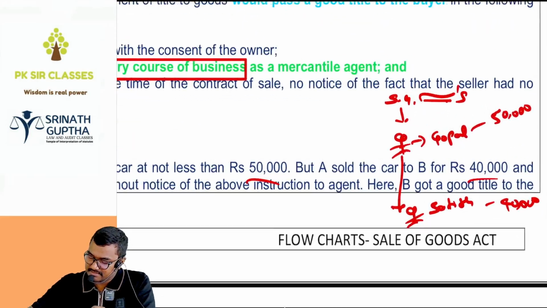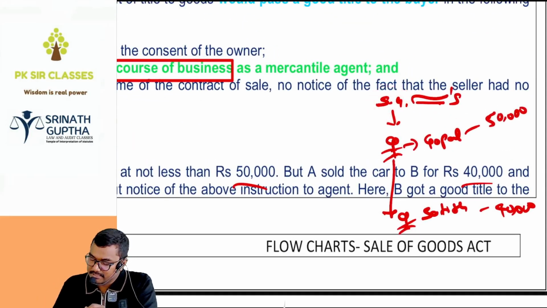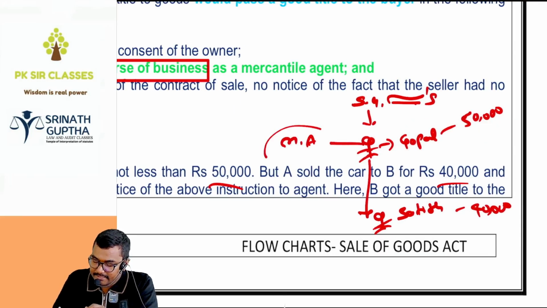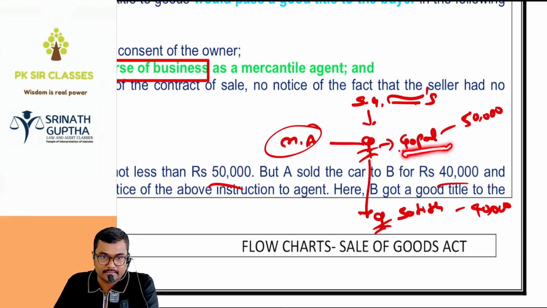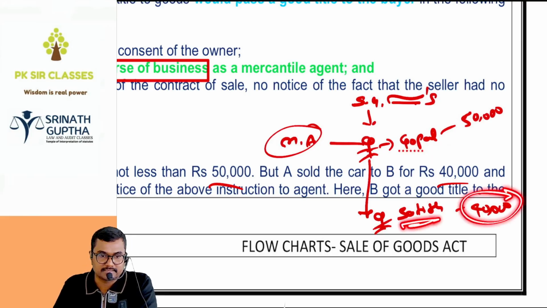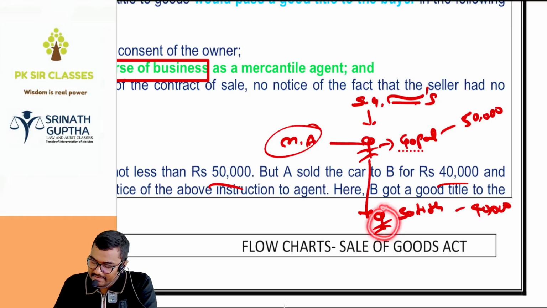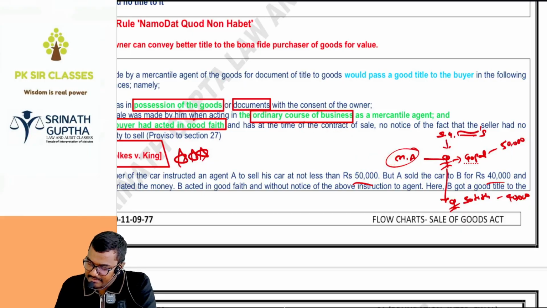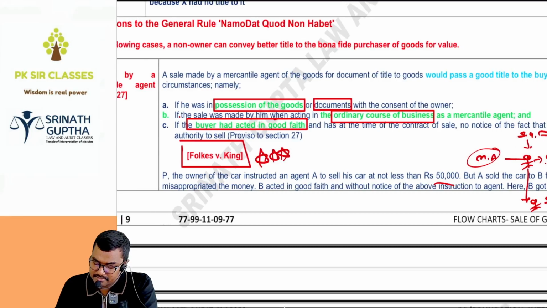So what was happening in this case? I have a car. I said to Gopal, sell it for 50,000 rupees. He is my mercantile agent, my agent in the business to sell the goods on my behalf. But Gopal did not listen to me. Gopal sold the car to Satish for 40,000 rupees. Will Satish get the good title? Yes. Then can I recover the car from Satish? No. Because here the goods are sold by the mercantile agent who is acting in the ordinary course, and the buyer is acting in good faith. This question came so many times in the exam.